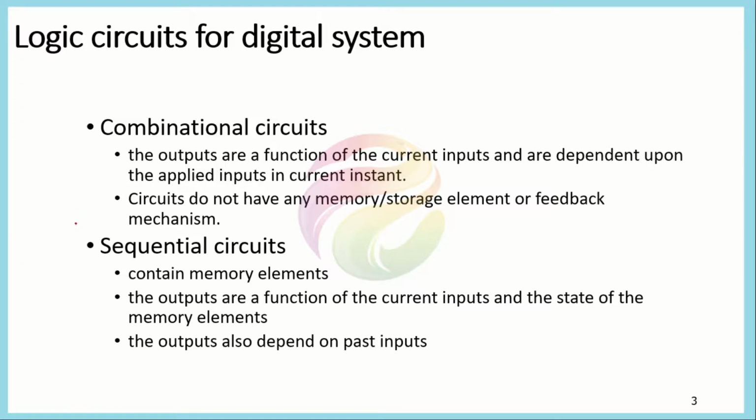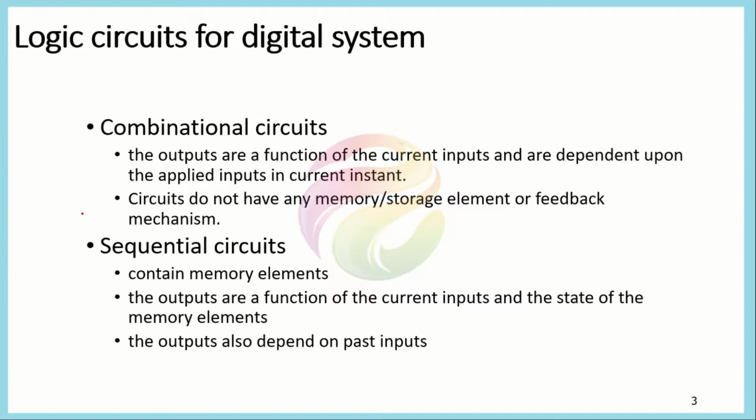Generally, any given digital circuits are categorized into two types of circuits. The first one is the combinational circuits, while the second one is the sequential circuits. First, we will be discussing the combinational circuits because most of the circuits that we have studied so far lie in this category.